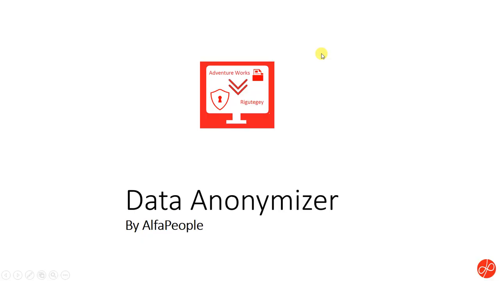According to GDPR regulation, keeping data longer than the necessary retention period is a liability for the company. To simplify the task of ensuring personal identifiable data is not kept beyond its relevancy, AlfaPeople introduces the Data Anonymizer app. Data Anonymizer will help the organization to anonymize the data not used for a prolonged period.